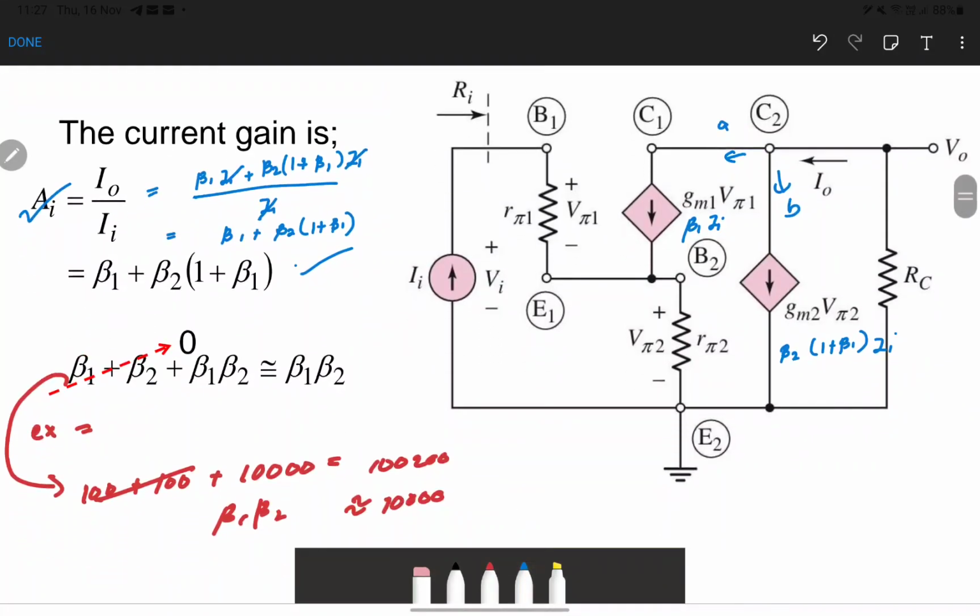Like I said, for example, when we put the values for the beta, we find that beta 1 plus beta 2 gives a very small value of gain, but beta 2 times beta 1 produces a very high gain. So we can ignore the beta 1 plus beta 2. So we assume beta 1 plus beta 2 equals 0. In the end, our current gain is equal to beta 1 times beta 2.